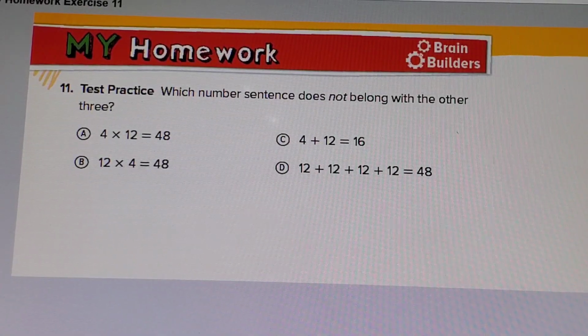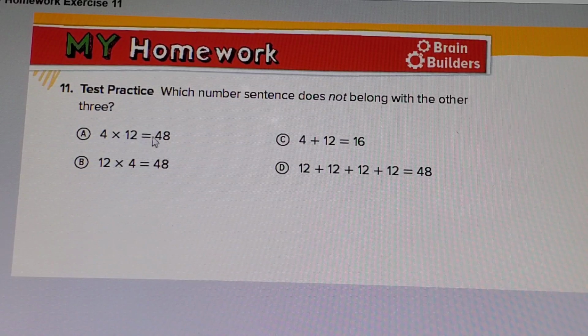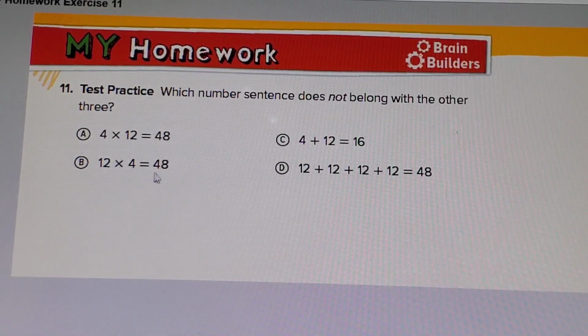My homework, Brain Builders number 11, test practice. Which number sentence does not belong with the other three? Well, let's look at A. A says 4 times 12 equals 48. B says 12 times 4 equals 48. Well, to me, this is the commutative property, so those two belong together.